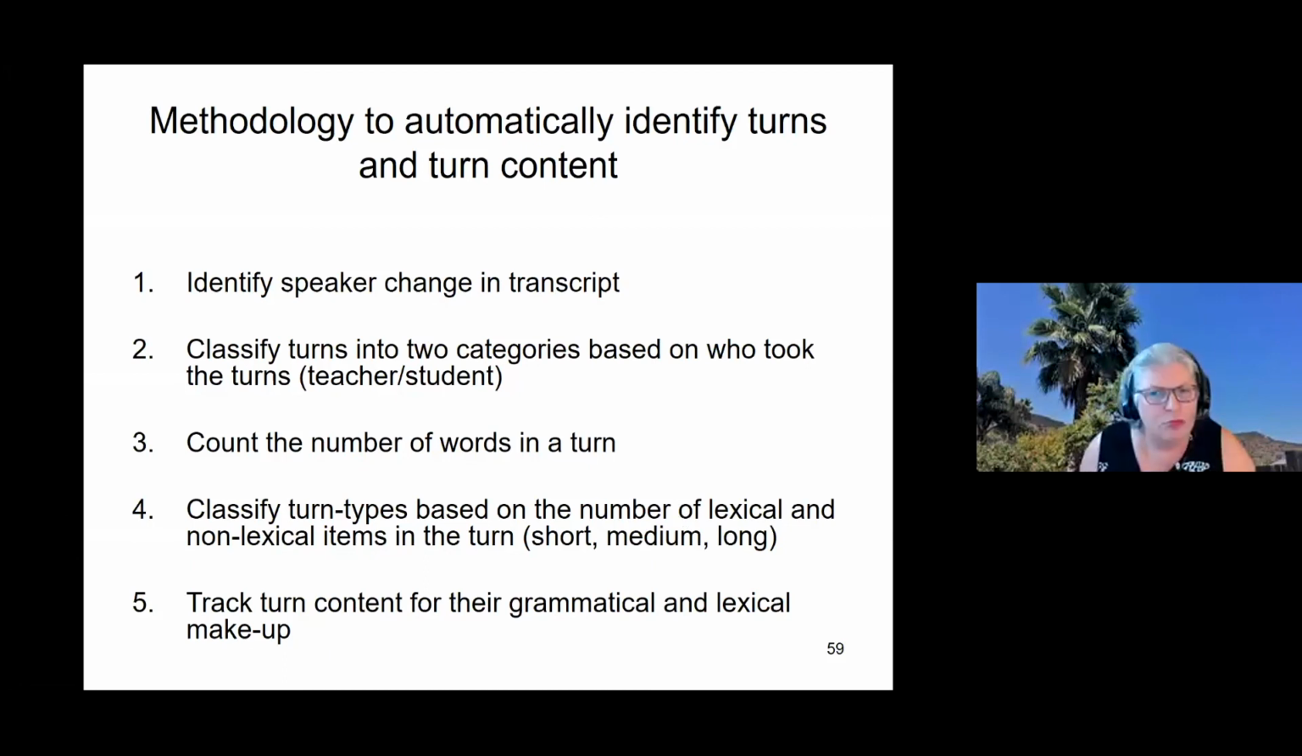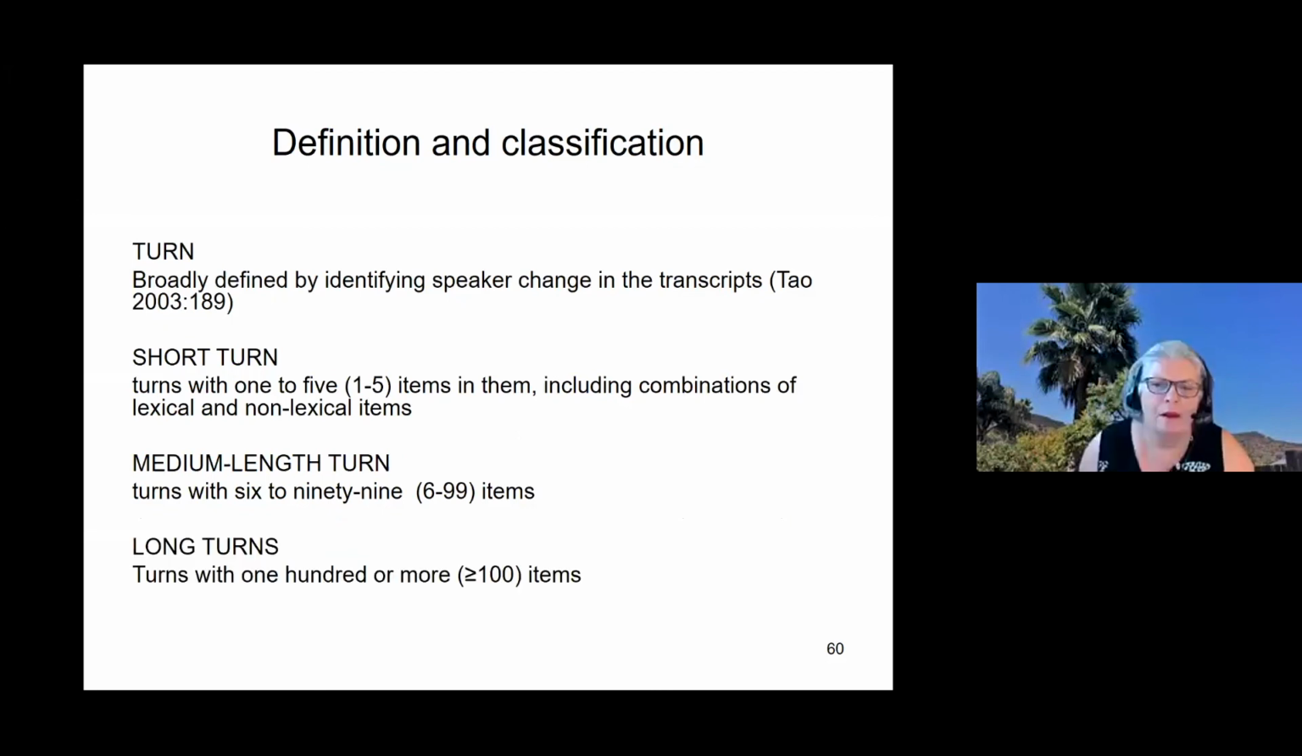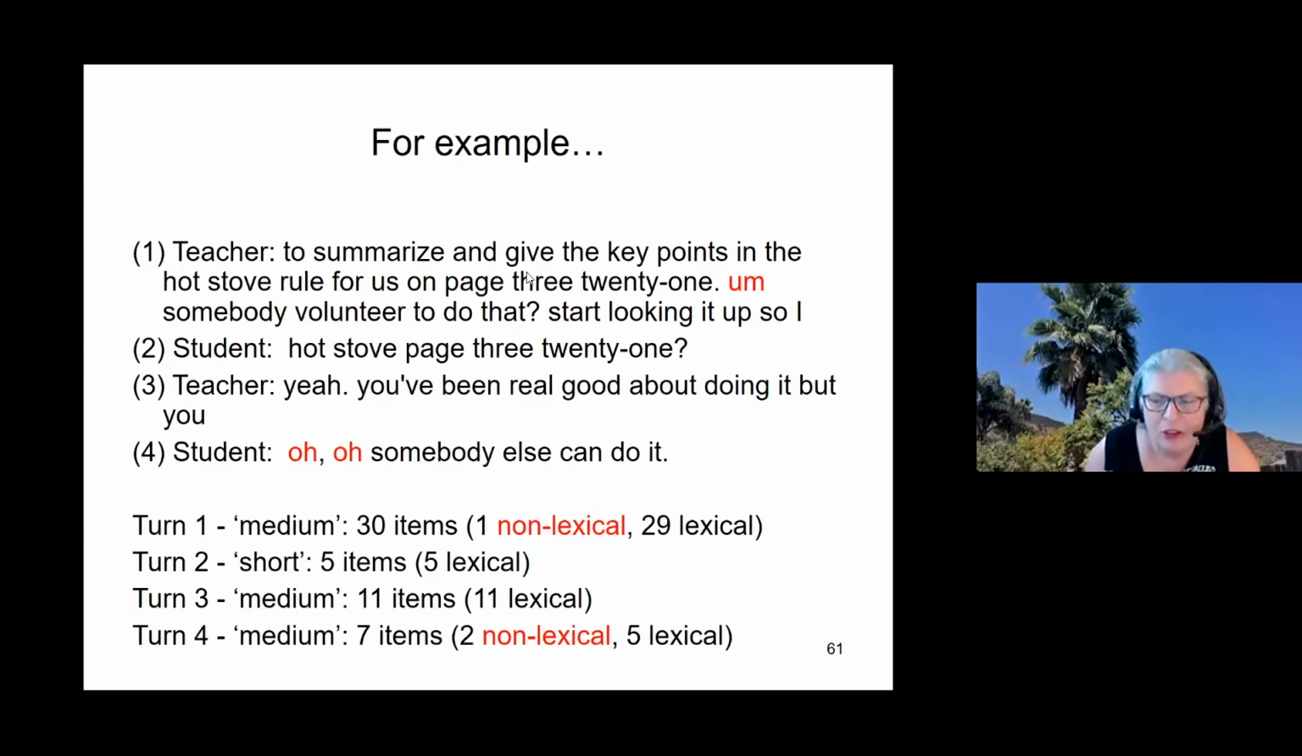So I'm just going to go through here. Short turn is 1 to 5 items, medium turn is 6 to 99 items, and long turns are 100 items, okay? And here's an example. What I mean by non-lexical item is these ums and these vocalizations that have no lexical content, really. So in the first turn that you see here, there are 29 lexical items and 1 non-lexical. In the second turn here, it's all lexical items and 5 of them, 1, 2, 3, 4, 5, right?